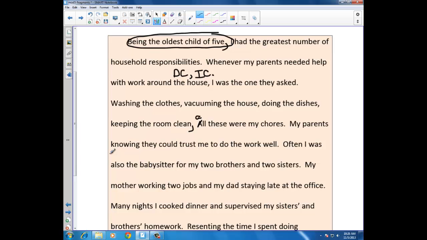My parents knowing they could trust me to do the work well. You can hear that this verb is incomplete. In this context, the best thing to do is to change the verb knowing to the past tense form of the verb, knew. My parents knew they could trust me to do the work well. Often I was also the babysitter for my 2 brothers and 2 sisters. That is a correct sentence.